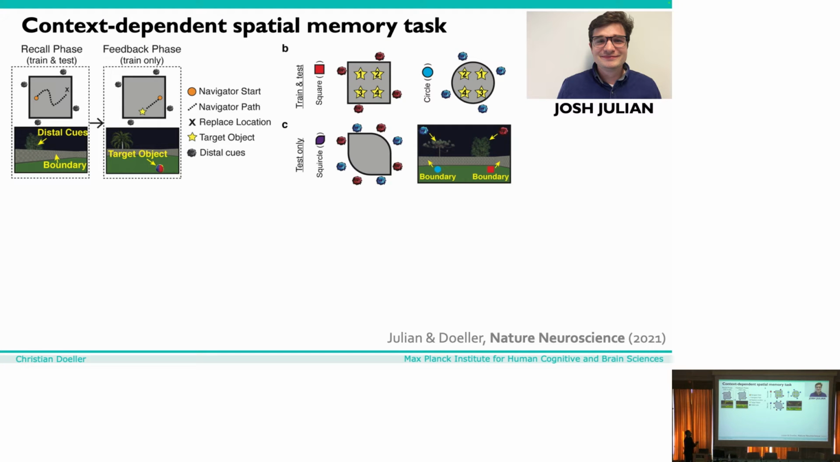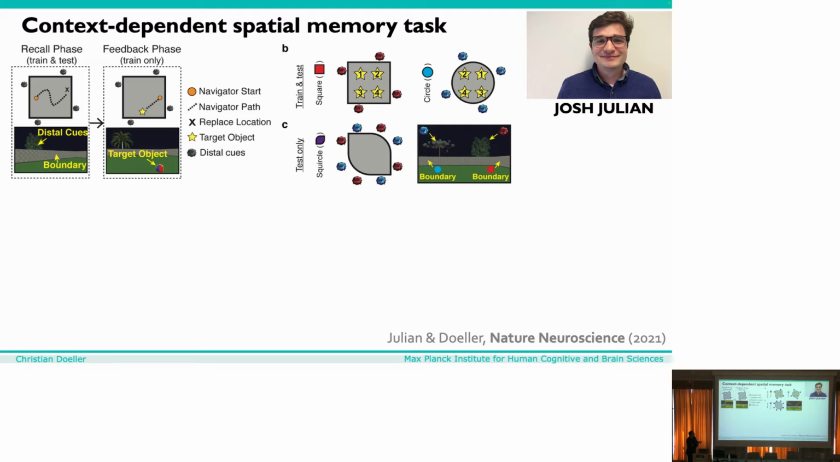And since we were interested in context-dependent representation, Josh used two different environments, a square environment and a circle environment. In both environments, we presented the very same four objects, but they were presented at different locations. So you see object one was presented over here in the square environment and over here in the circle environment.